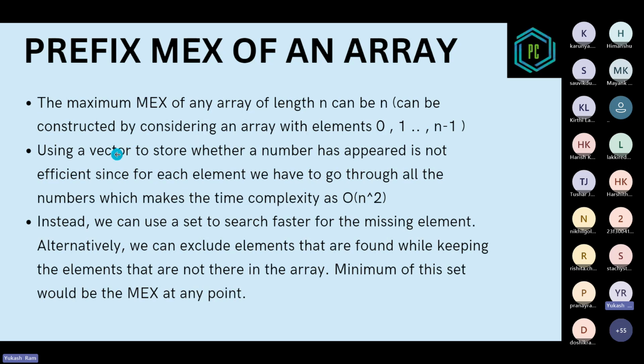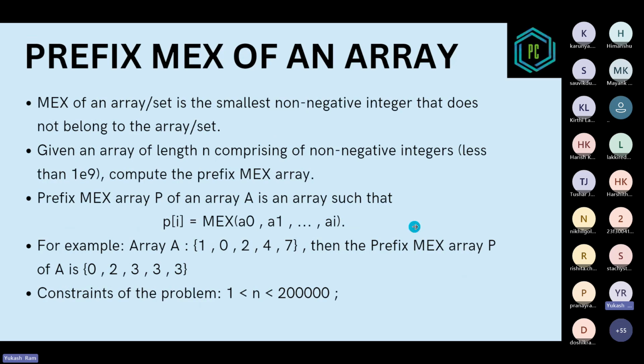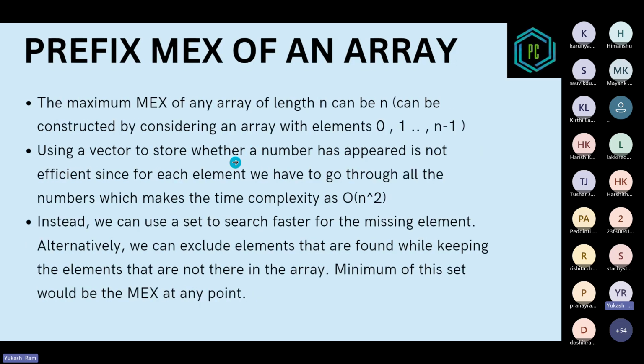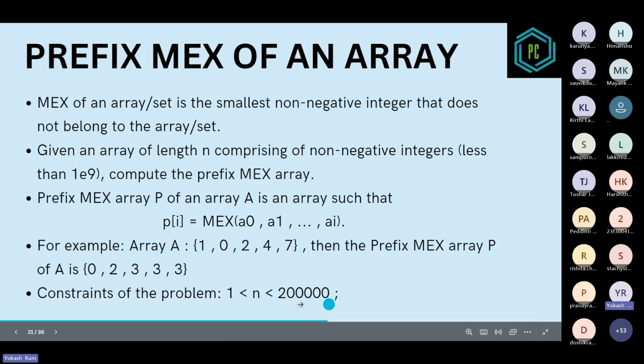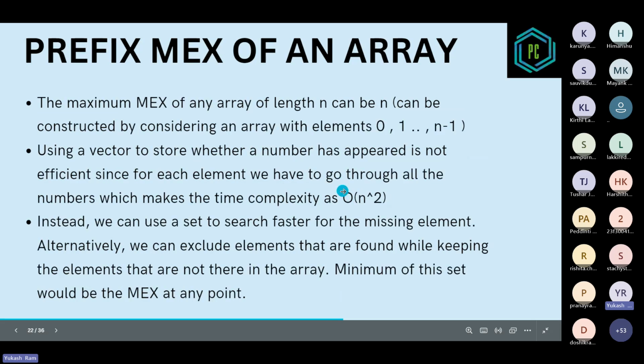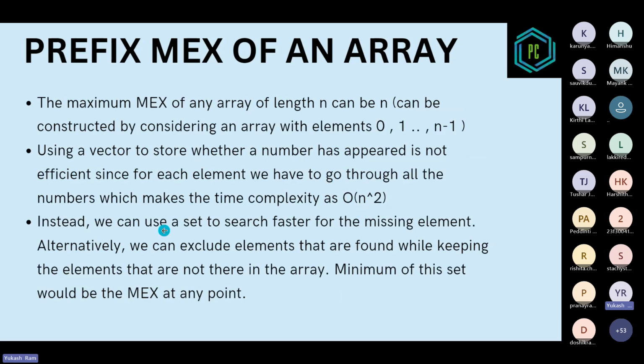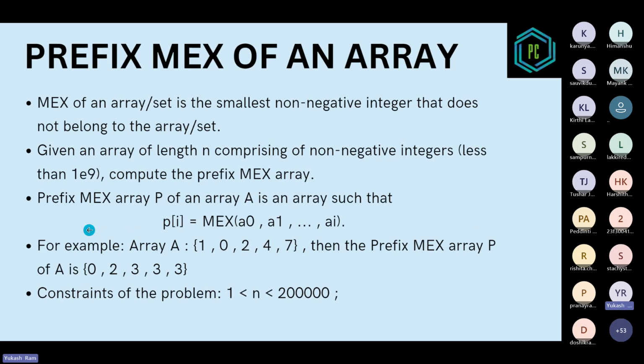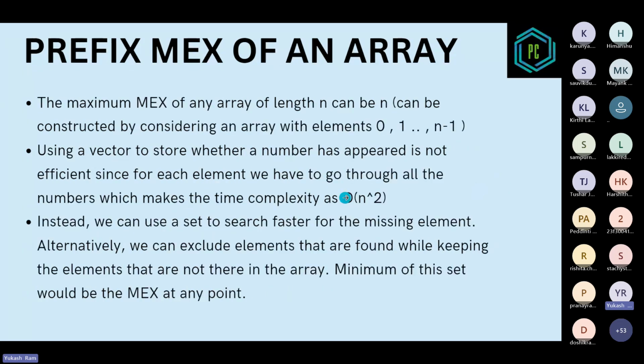Now, a naive way would be using a vector to store whether a number has appeared or not. But this won't be efficient because this is a prefix mex. So you have to compute the mex every single time. So you have to go through the vector every single time, which is not that efficient for the given constraints, since it's 2 into 10 power 5 and an O of n square solution would never pass. So instead, what we can do is, for any point of time, the order of elements doesn't matter. So we can use a set here to search for the missing element faster.